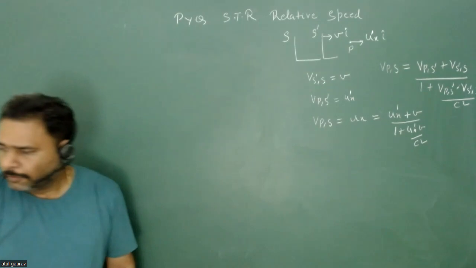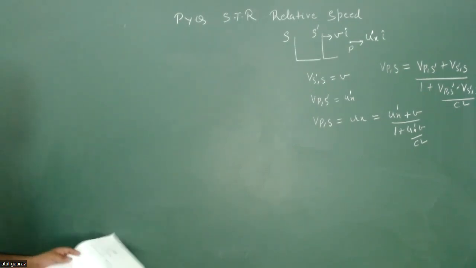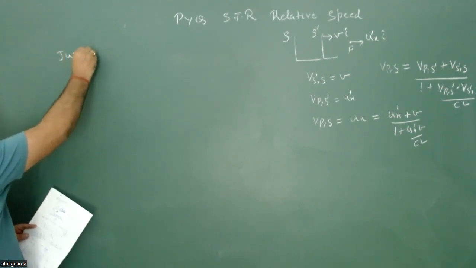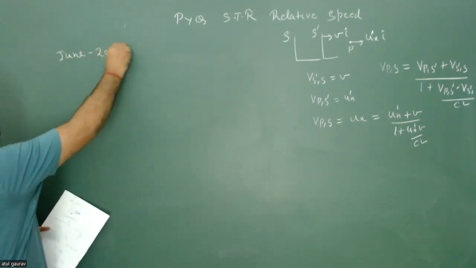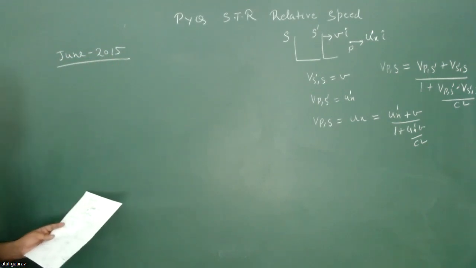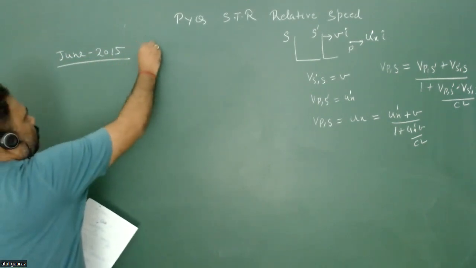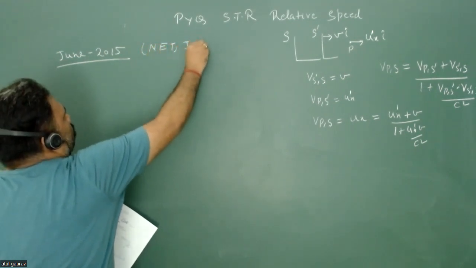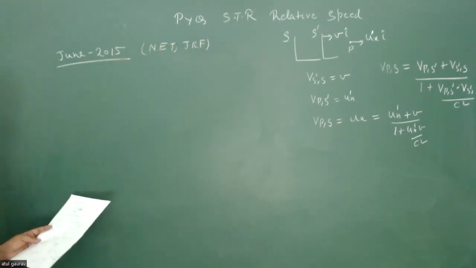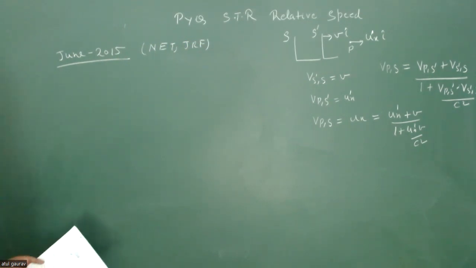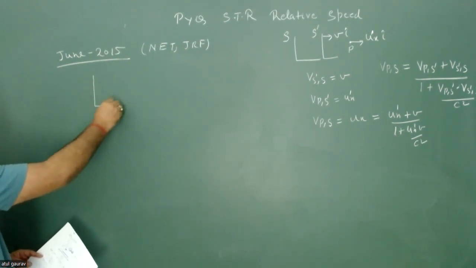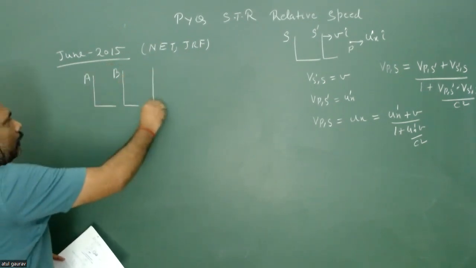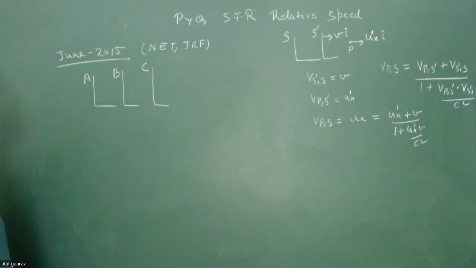Okay, so this is more or less a straightforward question, and this is from June 2015, CSIR NET JRF. The problem is very simple. So there are 3 frames. The frame A is there, another frame B is there, another frame C is there. So there are 3 frames.